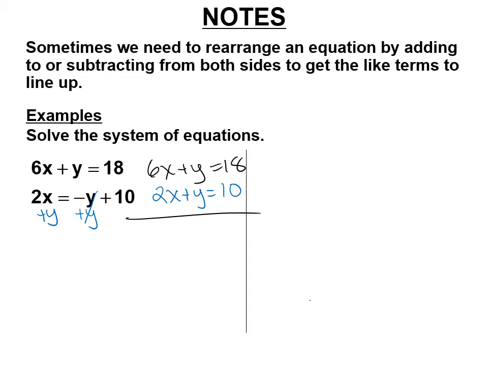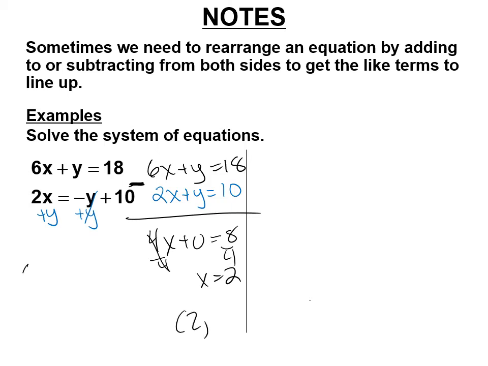Am I adding or subtracting? Well, we have the same y's, so we're going to be subtracting. 6x minus 2x is 4x. y minus y is 0. 18 minus 10 is 8. Divide both sides by 4. x equals 2.